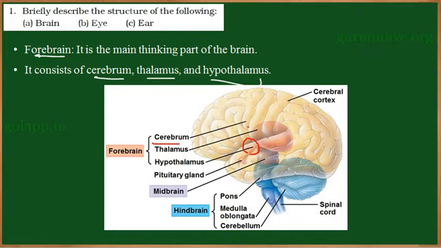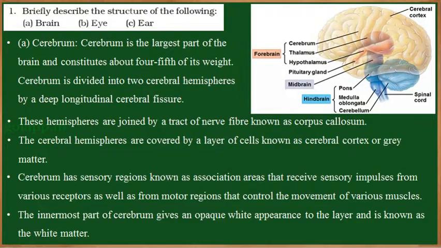The main function of this forebrain is that it acts as a thinking region. It is a place where the decisions will be taken. It has got the reasoning power. The majority of sensory information is processed by the forebrain. Now let us learn about each part in detail.